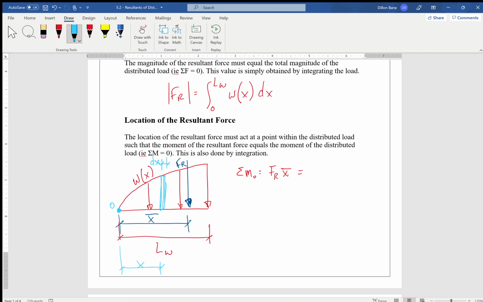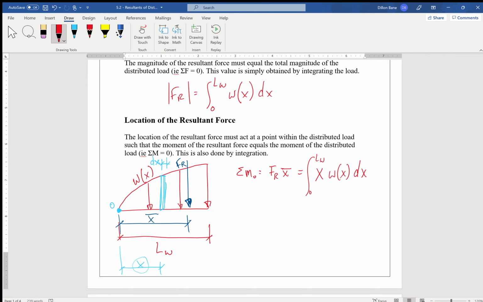So the force times this light blue x dimension down here will give me the moment, but I've got to integrate that from point O all the way to LW. So the moment about point O of the distributed load is W of x times dx to get the force amount, and then multiply that by x to get the moment. Putting this in math, it's x W of x dx, and to know the entire moment across the entire distributed load, we integrate from 0 to LW.